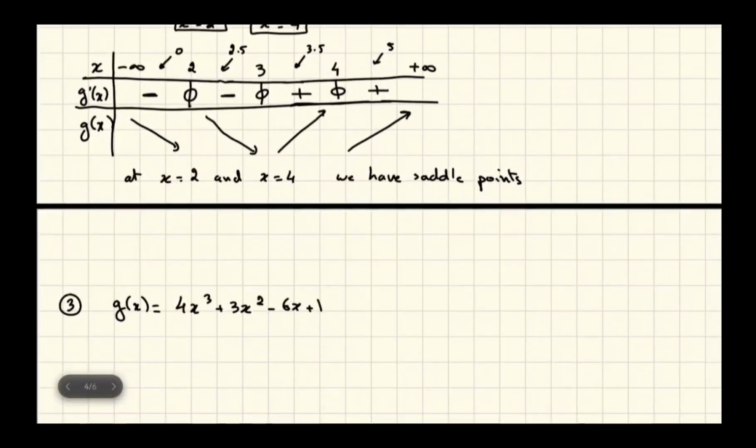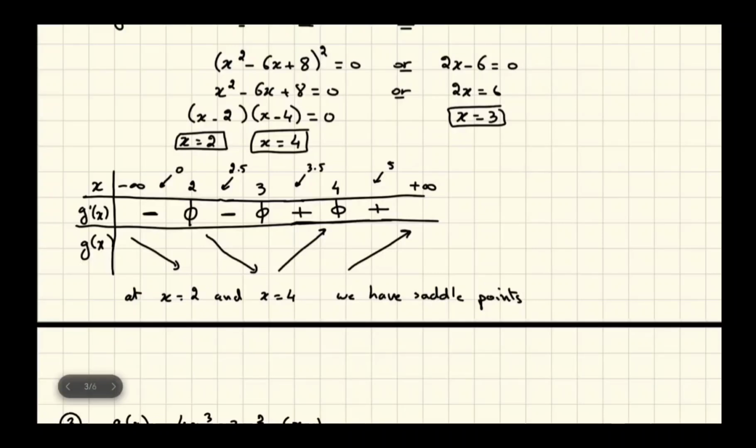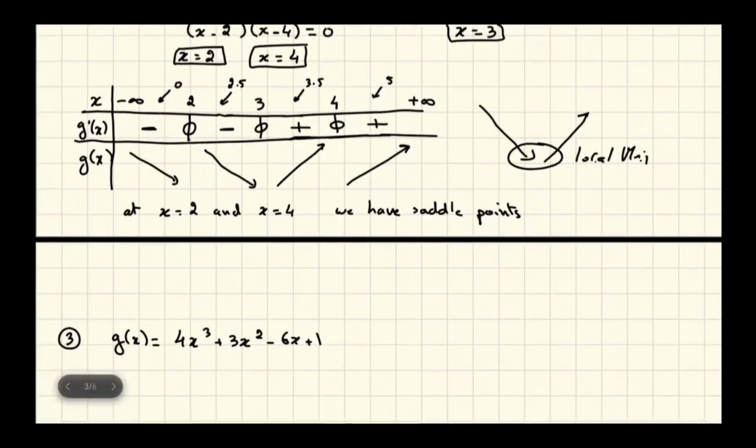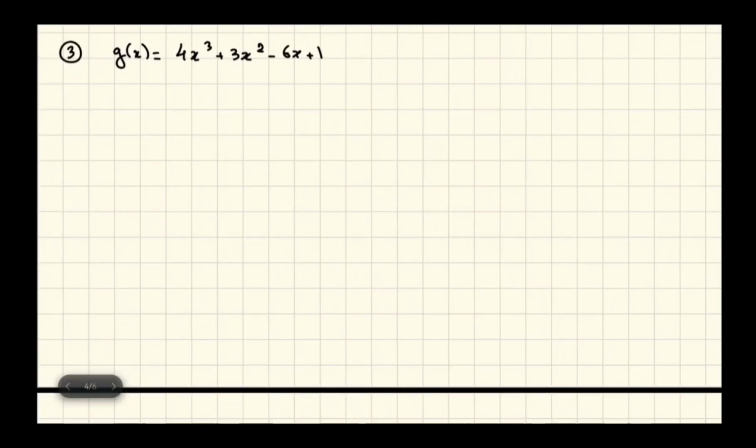And as you can see, at x equals 3, it's going down, then up. So we call this a local minimum. So at x equals 3, the function has a local minimum. Again, to find the y value, you go back to the main function. Now let's look at this function.